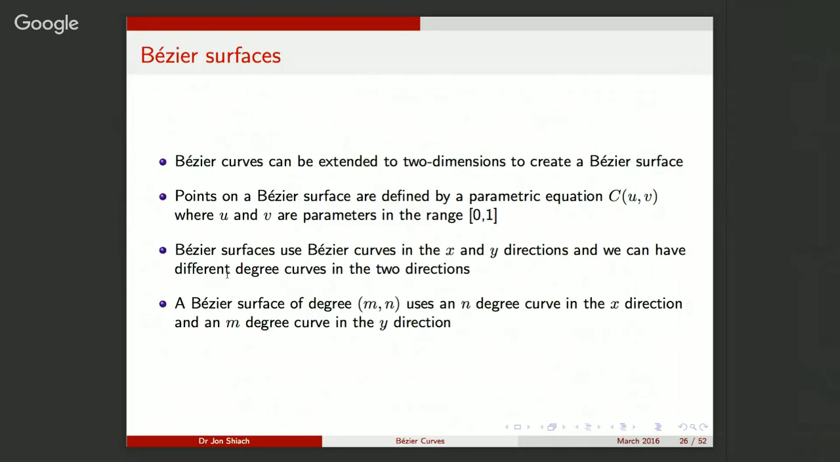Bezier surfaces use Bezier curves in the x and y direction. We can have different degrees of curves for each direction, but in practice we tend to do the same for both, just for ease. So what we can say is we can have a Bezier surface of degree mn, where n is the degree of the Bezier curve in the x direction, and m is the degree of the curve in the y direction. But as I mentioned, m normally equals n, just for ease.